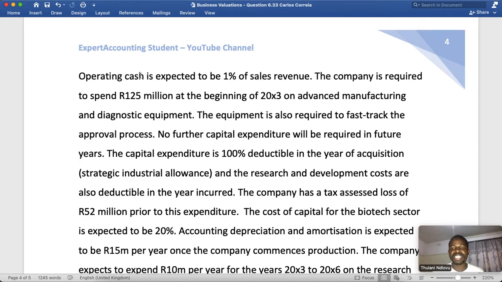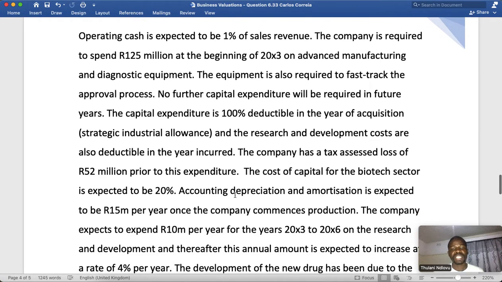The usual case is we'll be given the depreciation of this asset, then we'll calculate the tax saving on depreciation. But in this instance, the investment is allowed in full as a deduction. So it will have a different treatment, and we'll see it shortly. And the research and development costs are also deductible in the year incurred. The company has a tax assessed loss of 52 million prior to the expenditure.